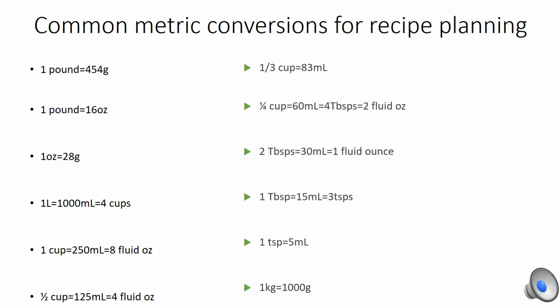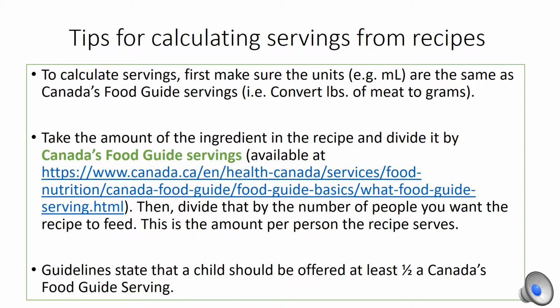For your reference, we have included a list of common metric conversions for recipe planning. Here are some tips for calculating servings from recipes. To calculate servings, first make sure the units, for example milliliters, are the same as the Canada's Food Guide servings. You can convert pounds of meat to grams if needed.